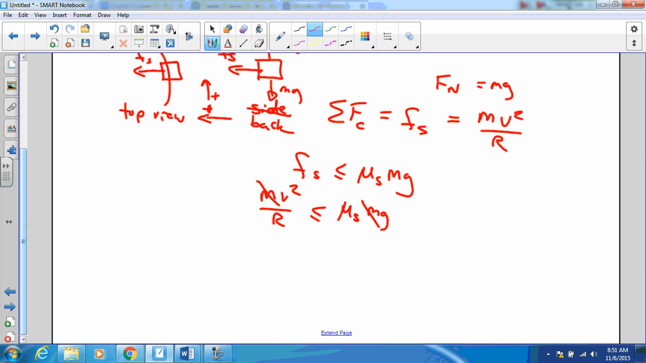And do we have all other numbers? We do. 26.4 meters per second. Thank you, Jayla. Radius of 85 meters. And g is, of course, 10 meters per second squared. Now go ahead and compute that because I'm curious how much of a mu we need.